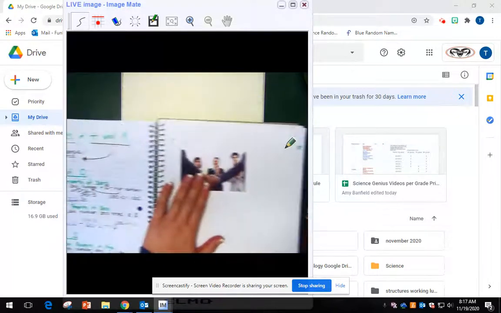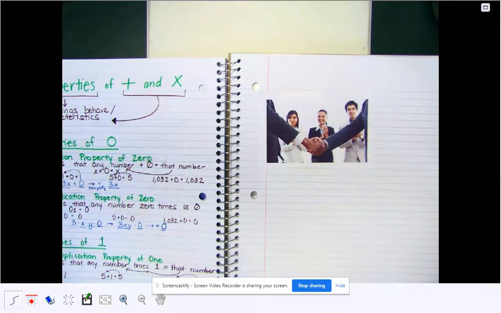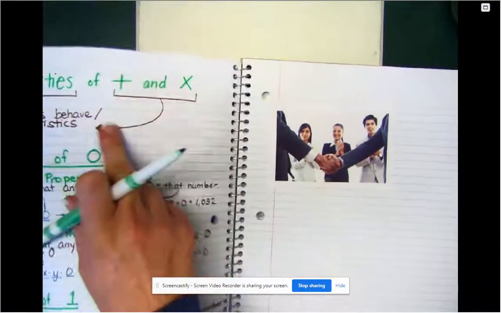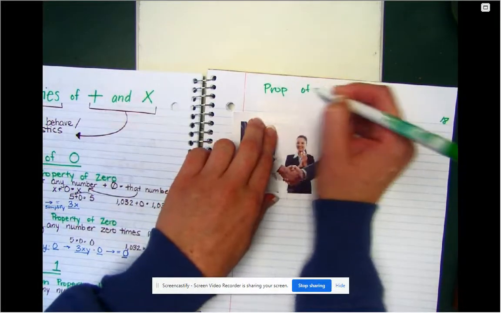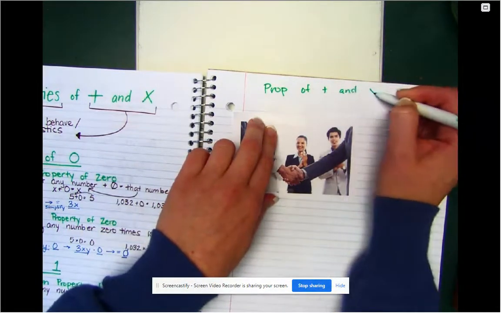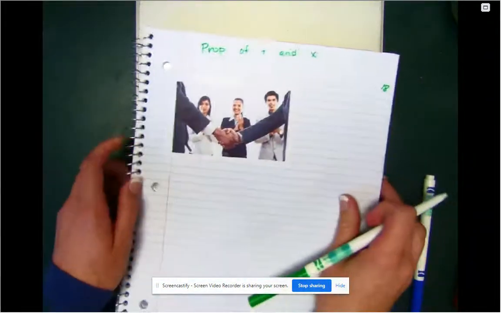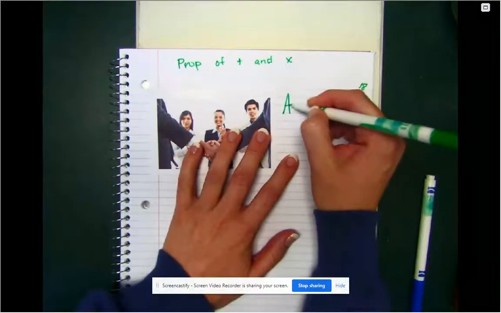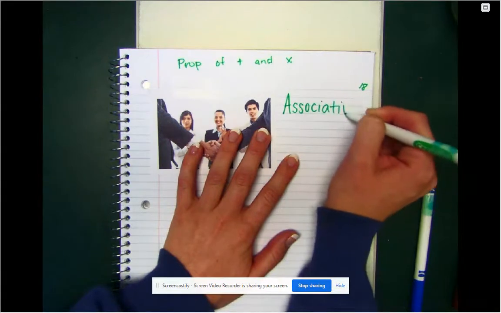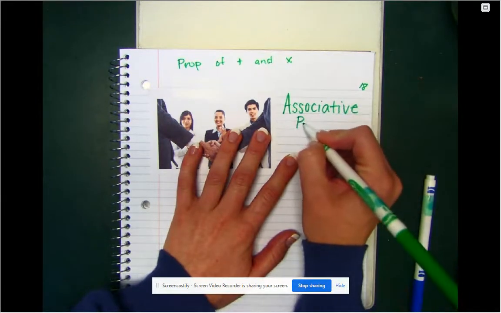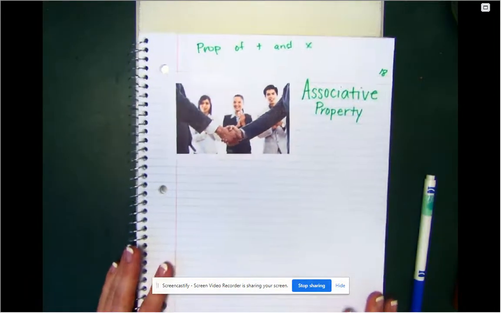We are continuing to talk about, oops, I didn't make it full screen. We're still on properties of addition and multiplication. So the things we do over here are still going to be properties of addition and multiplication. And this first one we're talking about right here on this page is the associative property. Remember, a property is a way that things behave.